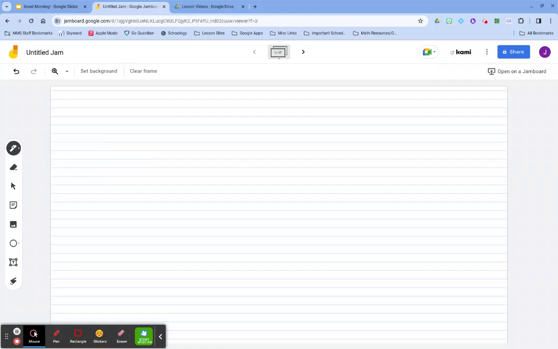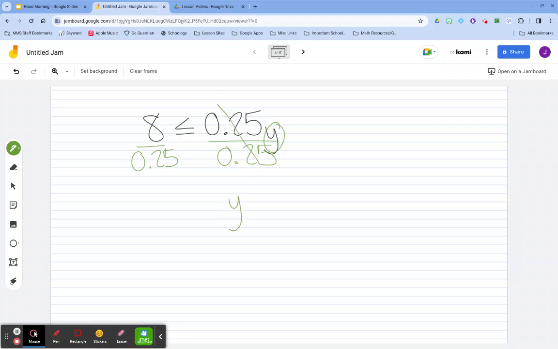What if I have 8 is less than or equal to 0.25y. Now, I know we always freak out whenever we see a decimal, but I promise you that you can do it. We use the exact same way that we would to get y by itself. Since those are squished together, that means multiplication. So to undo it, we are going to divide by 0.25 on each side. So the 0.25 is gone.